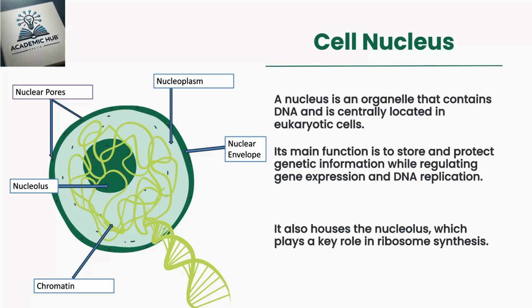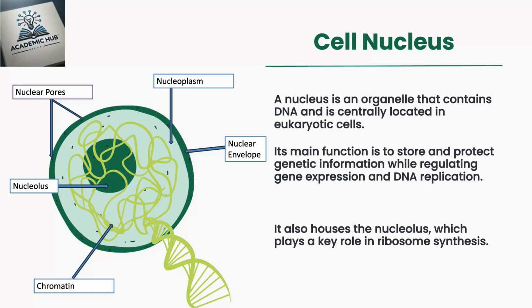Next is storing genetic material, that is DNA. The nucleus houses the cell's DNA, which contains the instructions needed to build proteins and carry out cellular processes. DNA exists as chromatin during normal cell function and condenses into chromosomes during cell division. For example, human DNA storage. In human cells, the nucleus contains 23 pairs of chromosomes, 46 in total, each carrying thousands of genes. These genes determine traits like eye color, height, and blood group.